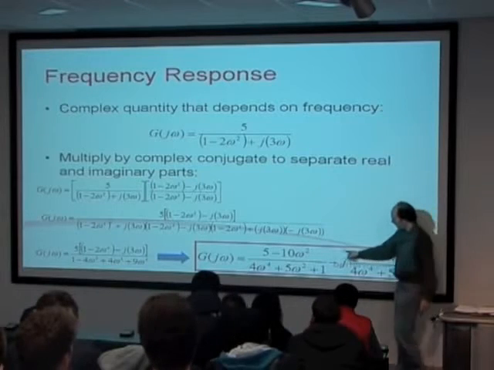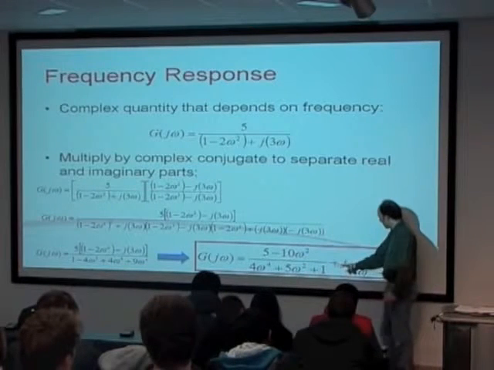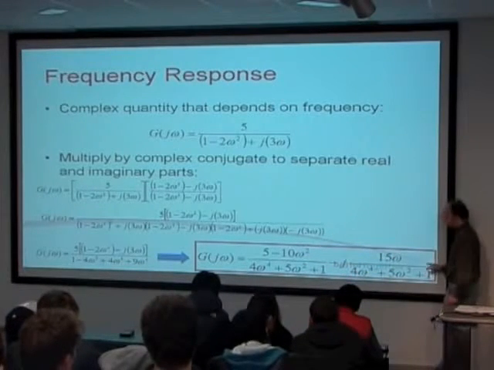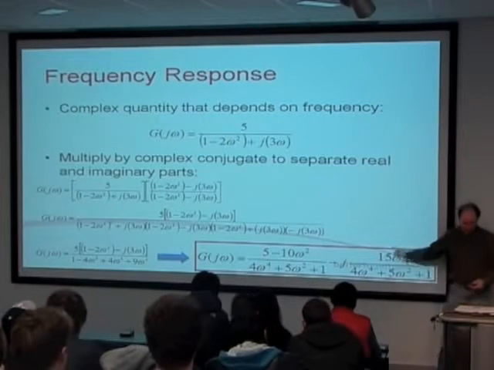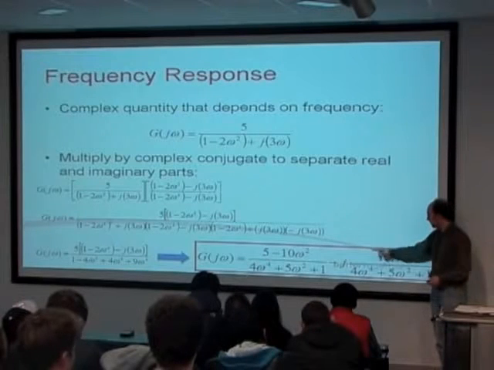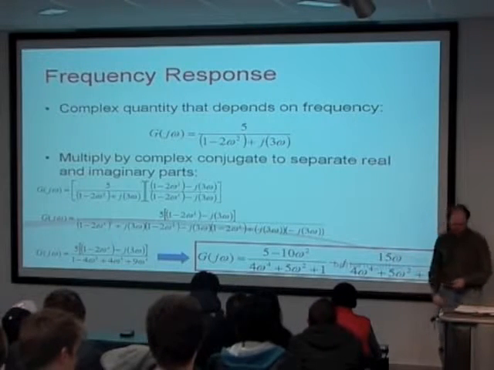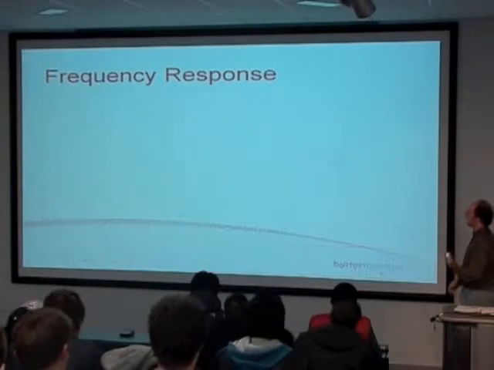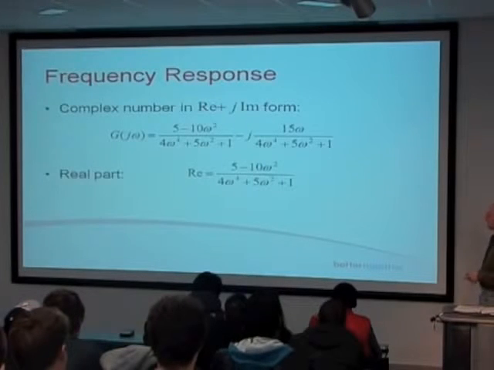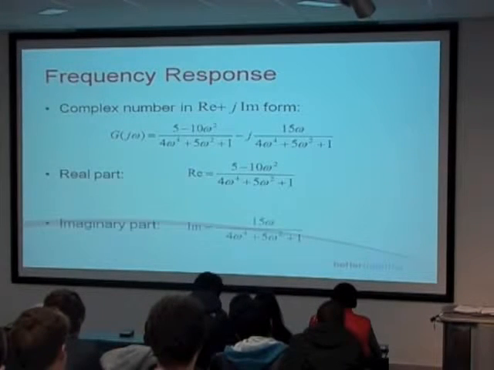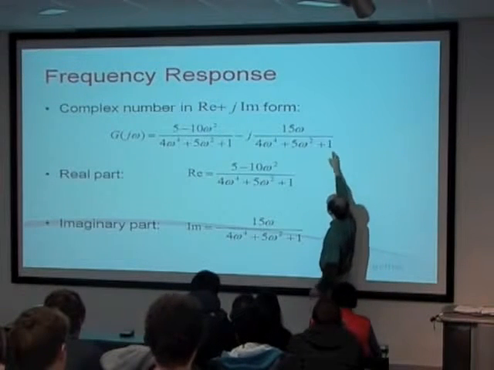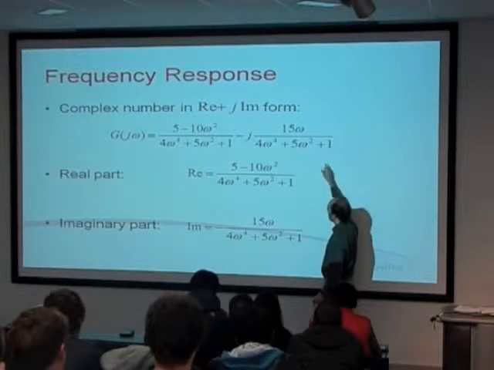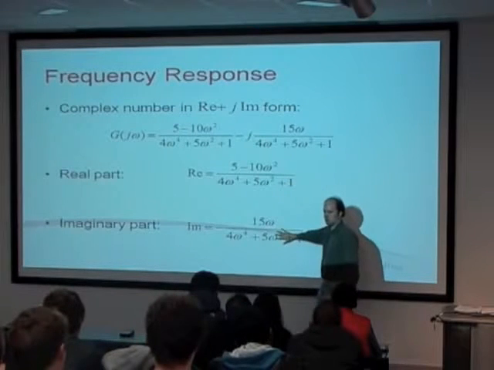Now here we've got a real number minus j times the imaginary part. So this is a real part and imaginary part. And that's a complex number, a plus or minus jb. If we look at those separately, there's the real part, and there's the imaginary part. So for this transfer function, which now in the frequency domain looks like this, you've got a real part and an imaginary part.